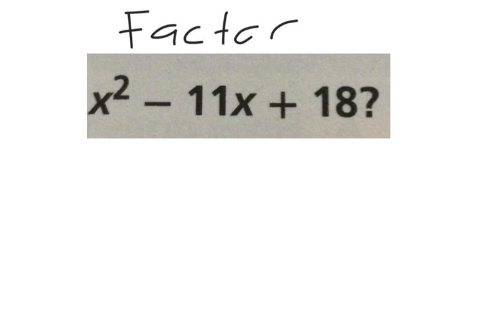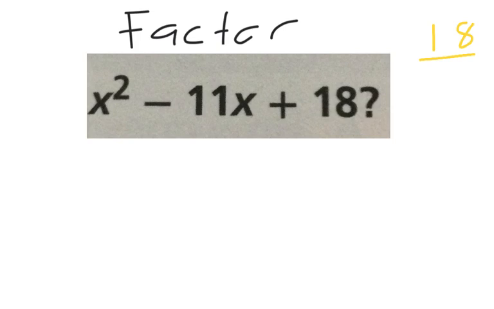Is there a GCF? No. It's a trinomial, 3 terms. Is it in the form ax squared plus bx plus c? That means I can factor doing the a times c method. So here, a times c gives me 18.